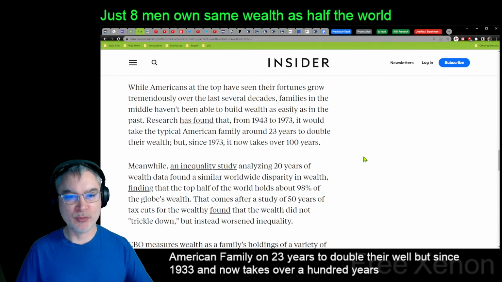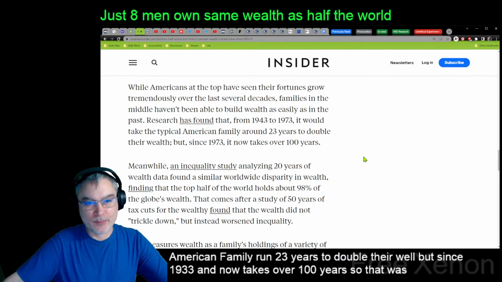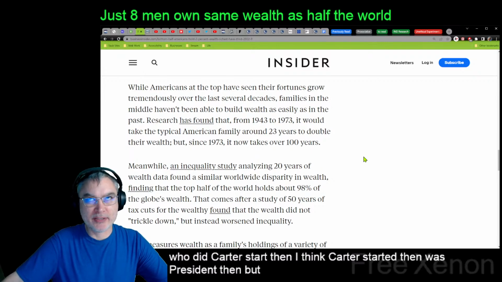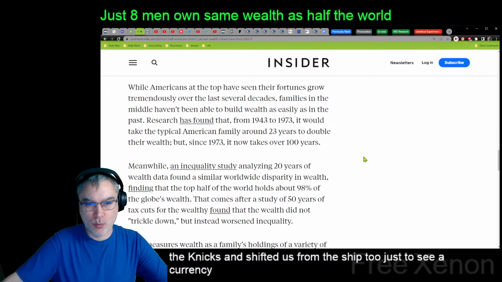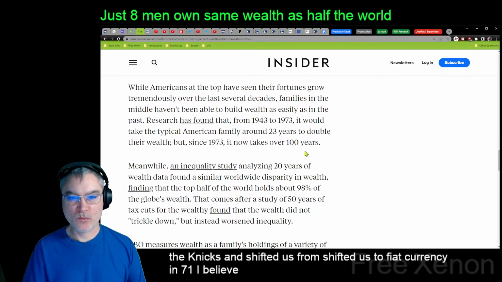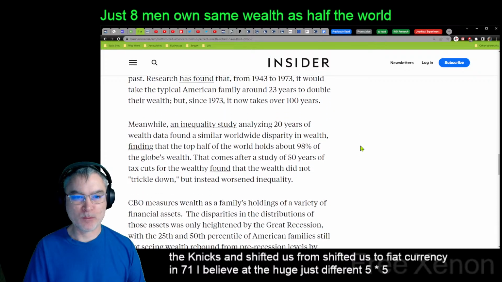Okay, so 73 is when... So that was during Nixon. Or did Carter start then? I think Carter started then. Was president then. But Nixon was before that, because Nixon shifted us to fiat currency in 71, I believe. That's a huge difference. It's 5 times longer.